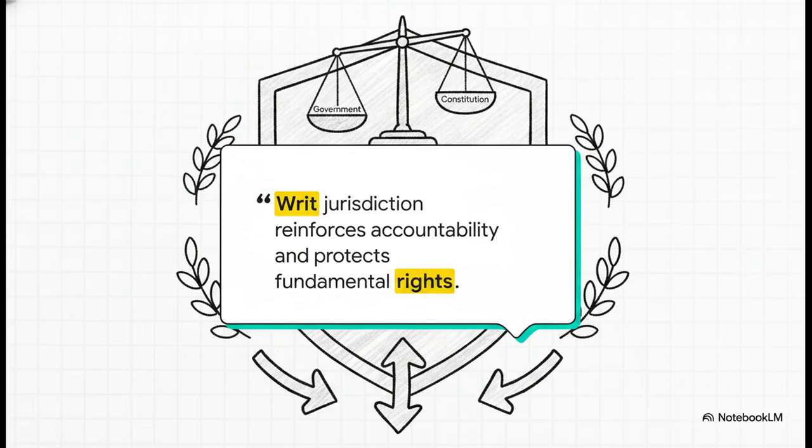If you take away only one single thing from this explainer, let it be this. Writ jurisdiction is a constitutional safeguard that reinforces accountability, protects fundamental rights, and ensures that government remains subject to the Constitution. It is the ultimate, powerful reminder that in a democracy, the rule of law reigns supreme, and absolutely no authority is above the Constitution.